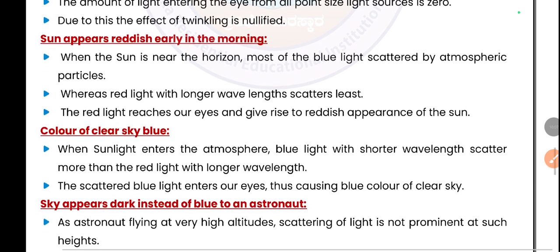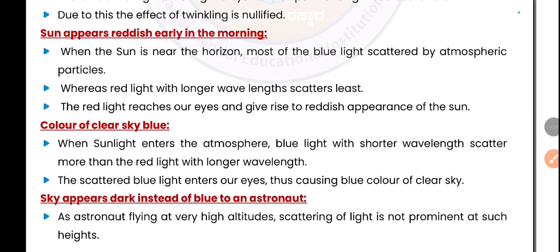The next one, the sun appears reddish early in the morning. When the sun is near the horizon, most of the blue light is scattered by atmospheric particles, whereas red light with a longer wavelength scatters least. The red light reaches our eye and gives rise to the reddish appearance of the sun.